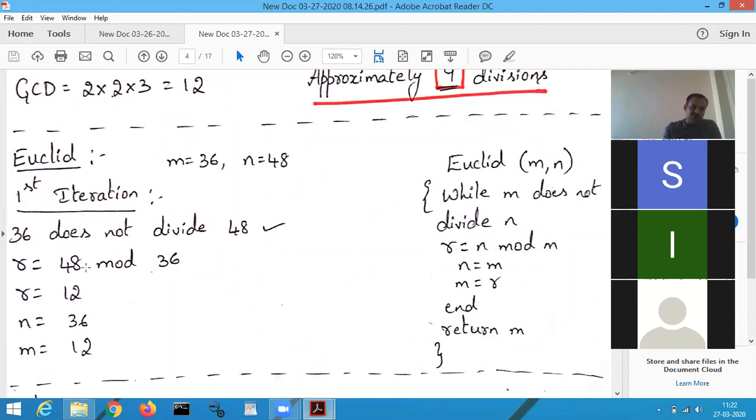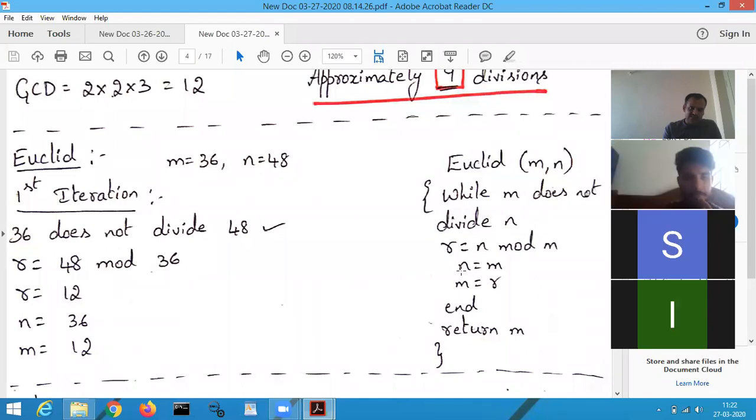r is equal to n mod m. The value of n is 48 mod 36. If I divide 48 by 36, the remainder you are going to get is 12. Next step is n equal to m. What is the value of n now? The previous value of n is 48. 48 will be replaced by m.